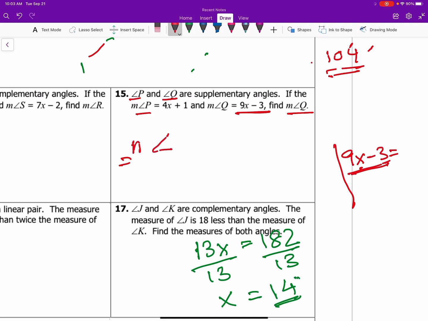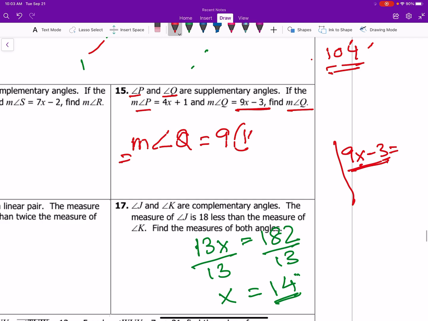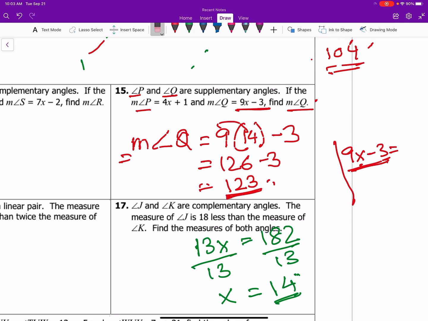So you say measure of Q equals 9, the value of x is plugged in here, and minus 3. So you distribute, multiply 9 with that. 9 fours are 36, 9 tens are 90. You are allowed to use a calculator. So calculate that, okay? So 126 minus 3 is 123. So you say the measure of this is 123, all right? So this way you should be solving number 15, okay?